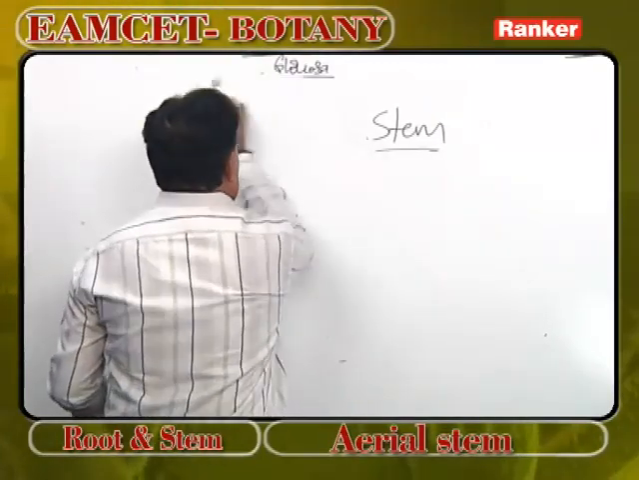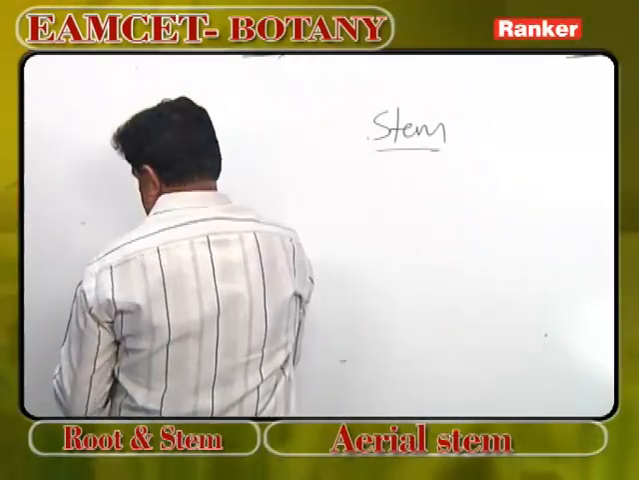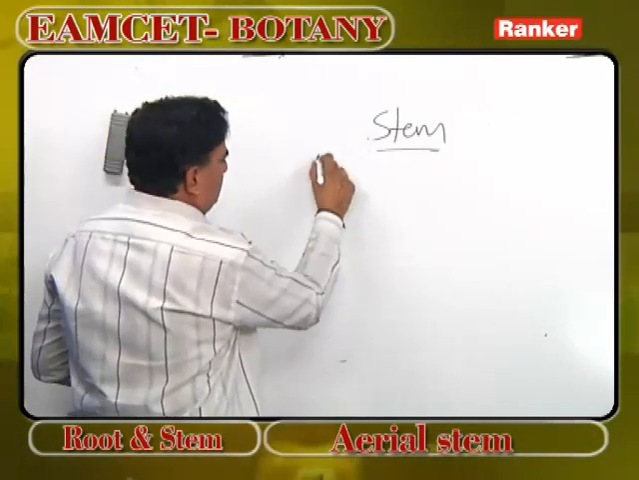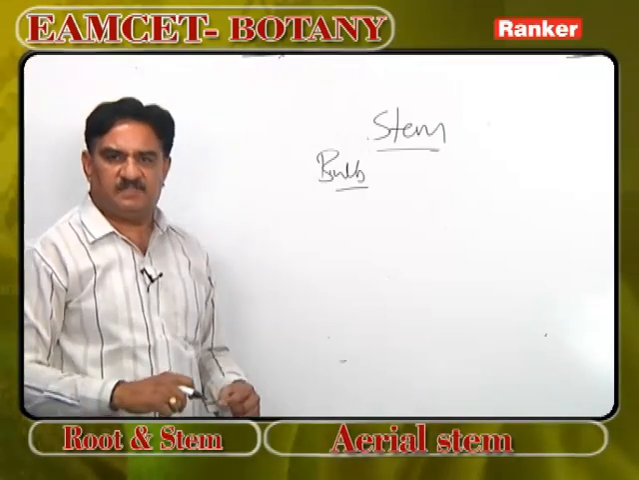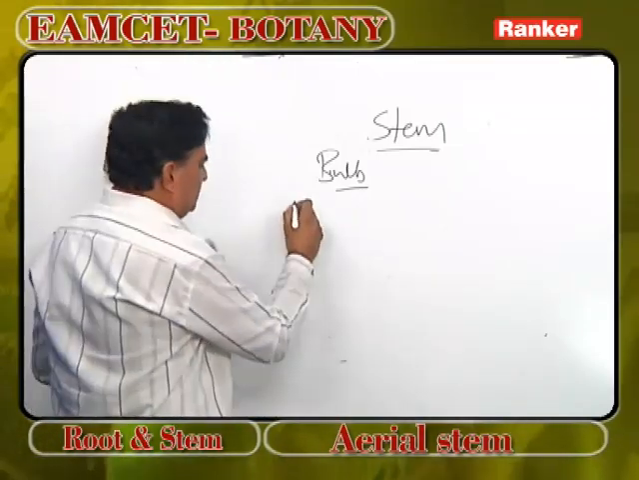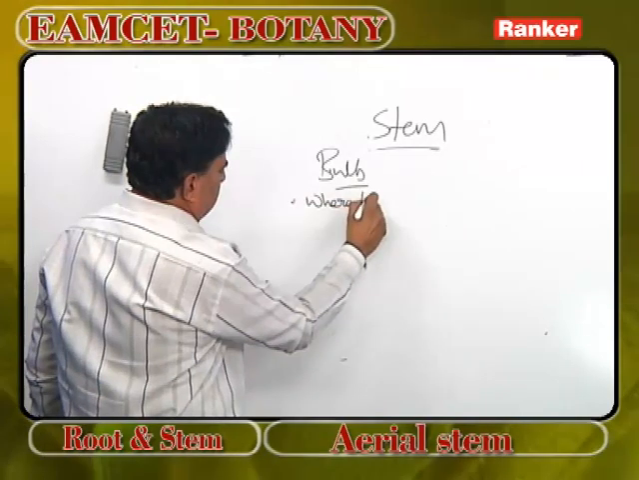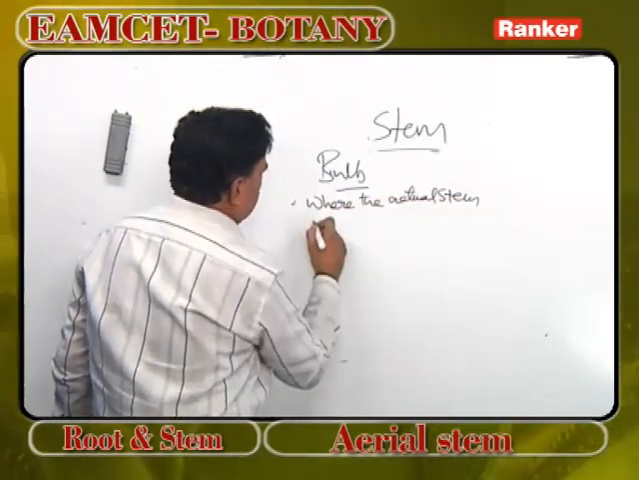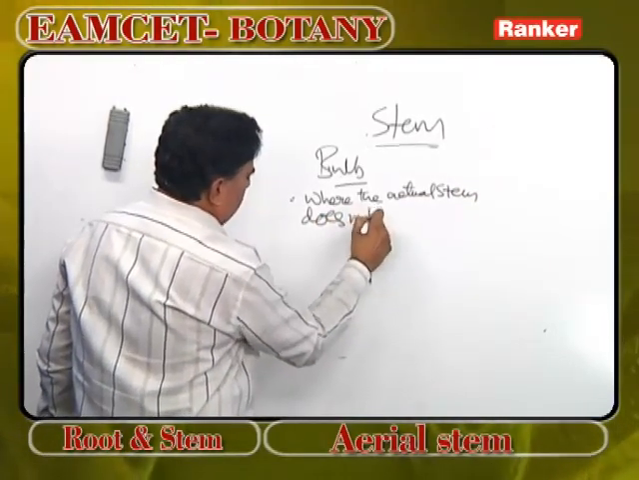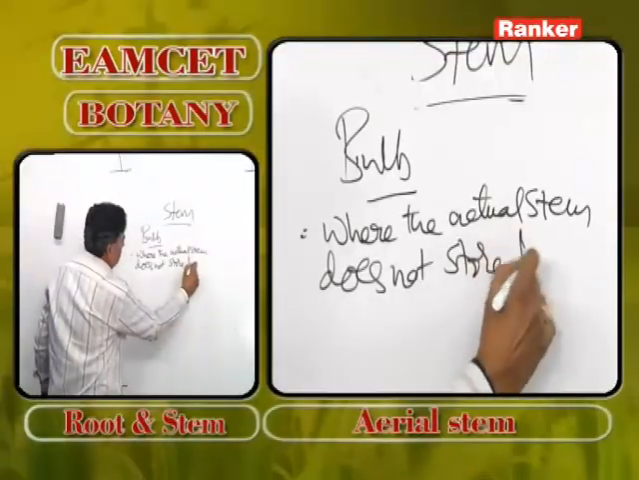Now, next is the last underground stem modification, that is bulb. Bulb is a stem modification where the actual stem does not store food material.